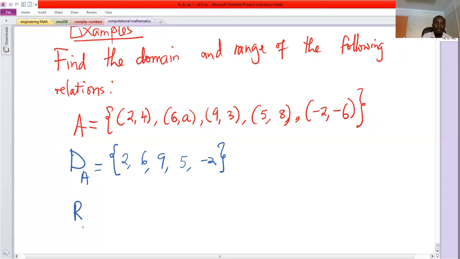And the range of the relation A, we have 4, a, 3, 8, and then -6. The set of all second members in each of the pairs.